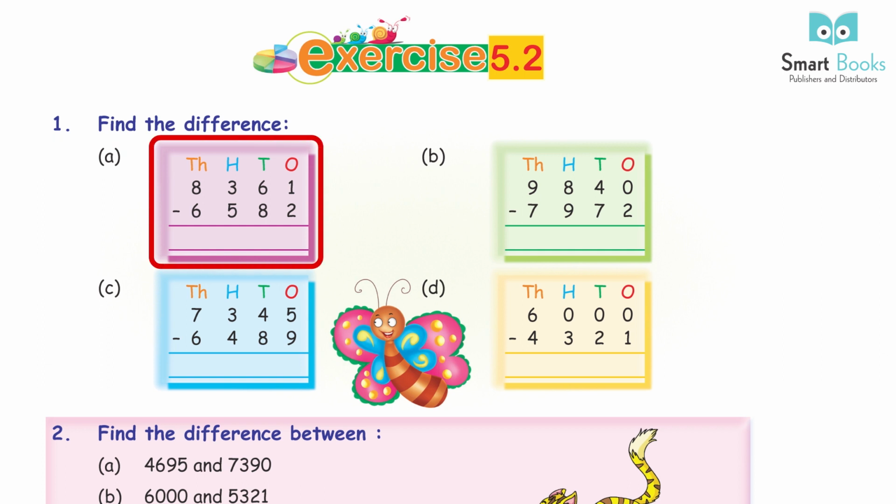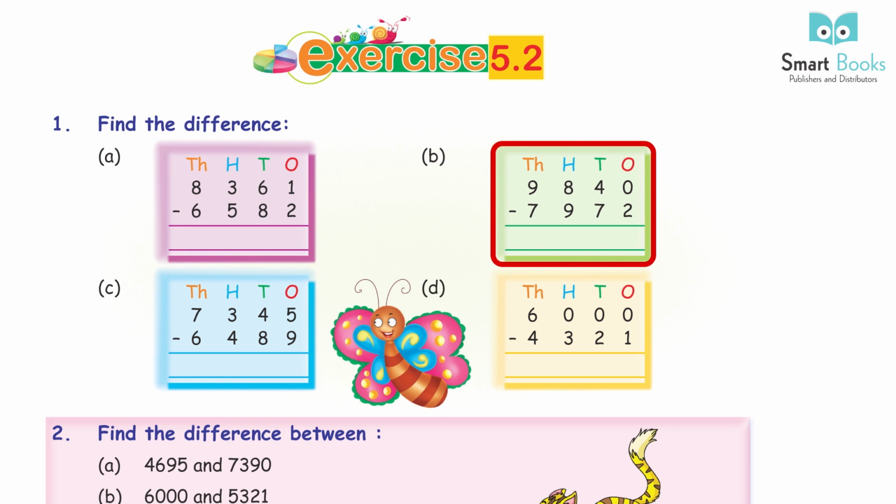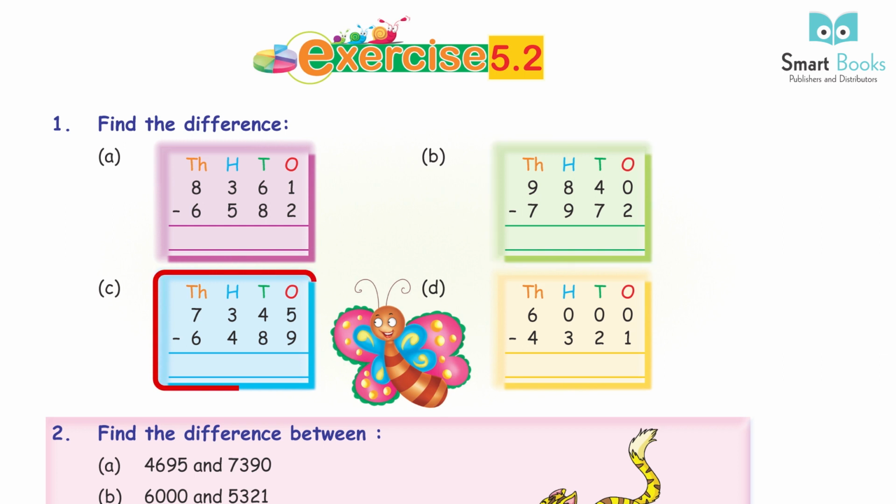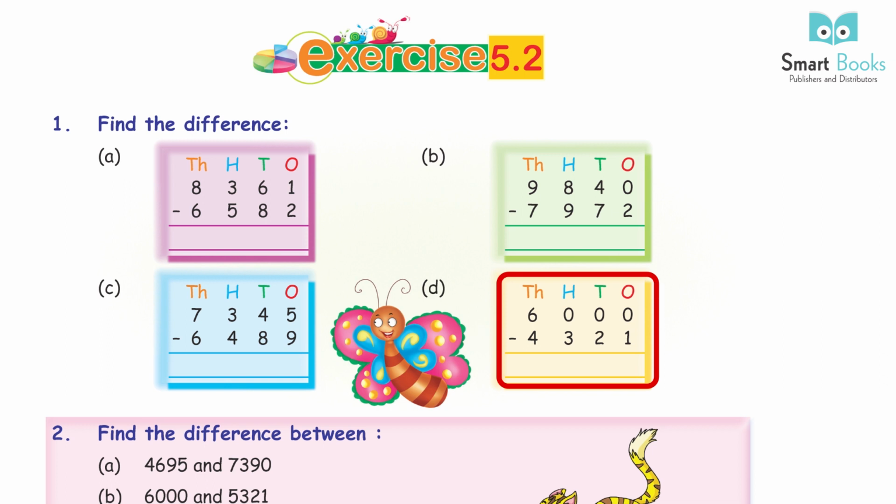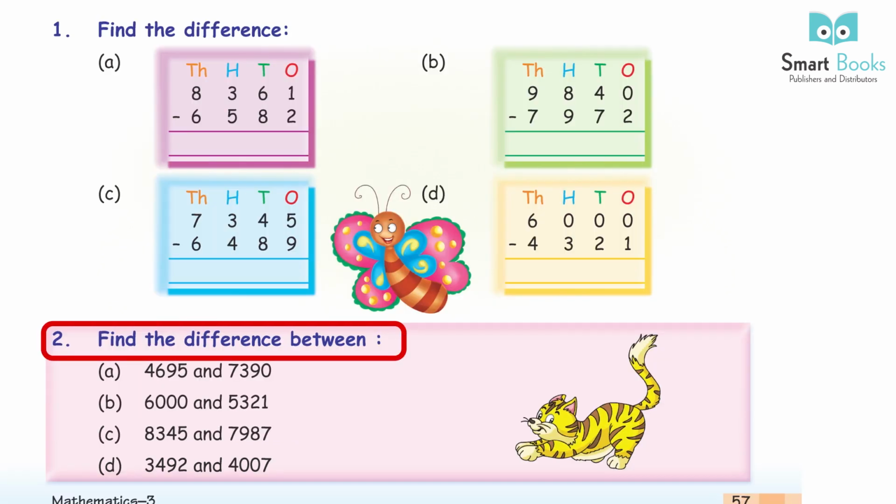A. 8361 minus 6582 is equal to 1779. B. 9840 minus 7972 is equal to 1868. C. 7345 minus 6489 is equal to 856. D. 6000 minus 4321 is equal to 1679.